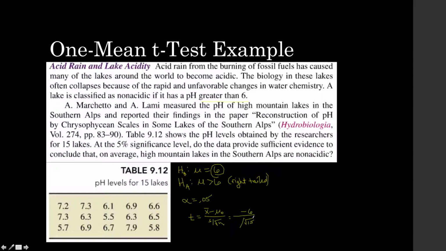So take the data that you see here in the table, add it all up, divide by 15. That's going to give you your sample mean, which turns out to be 6.6. And also take this and put it in the computing formula, or if you've got a calculator that will do it for you, that's fine, and find the standard deviation.